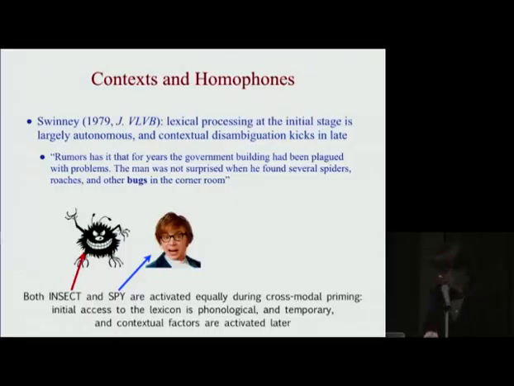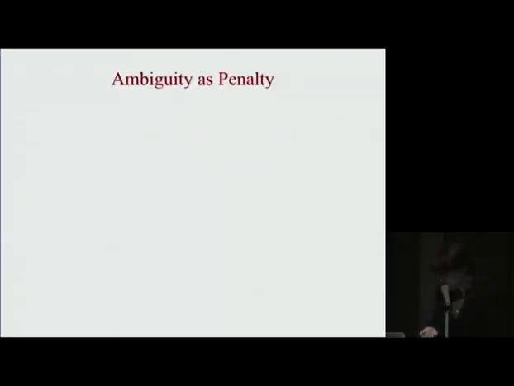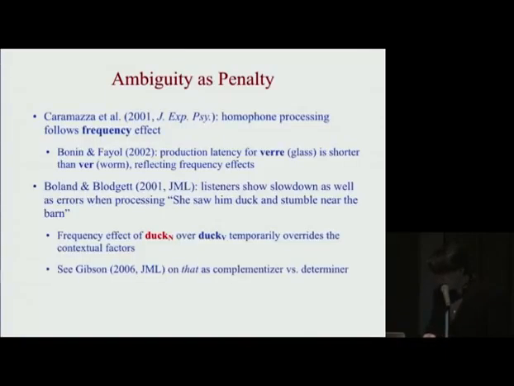And some of the more direct evidence comes from more recent work. I won't go through all the details there, but here's a particularly important one. Listeners show slowdown as well as errors when they process sentences like, she saw him duck and stumble near the barn. Well, this is very interesting because there are two ducks, right? One is the noun form of duck, the other is the verb form of duck. Duck being a noun is much more frequent than duck being a verb. So people were initially interpreting duck as being a noun. This is why they have slowdown, because that wouldn't make any grammatical sense, even though the preceding context is very clear, this cannot possibly be a noun. Okay?